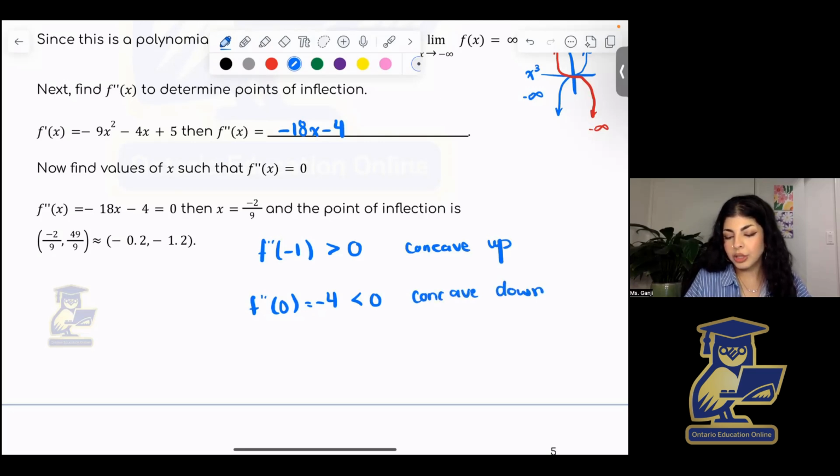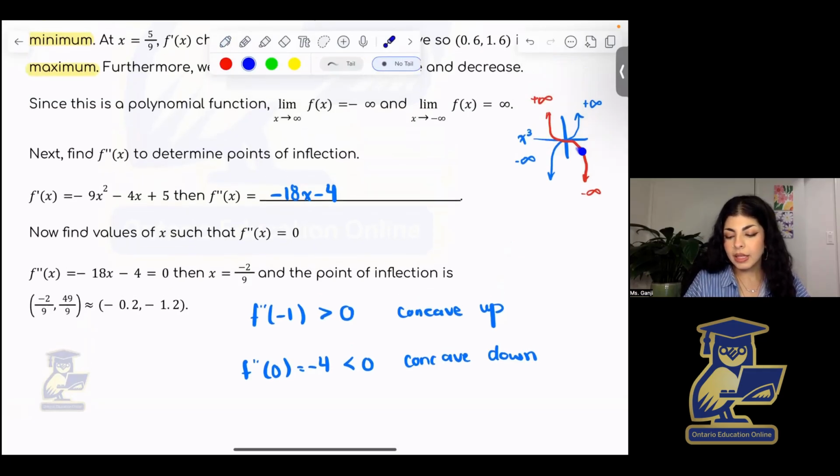So because we have a change in concavity, this is a point of inflection. And again, we have an approximate value here. And that's exactly what I'm seeing here as well. This is concave up, which is the values before. Well, in this one, because it's for x cubed, it's a little bit different. Values before or less than -2/9 are going to be concave up, and values of x greater than -2/9 are going to be concave down.